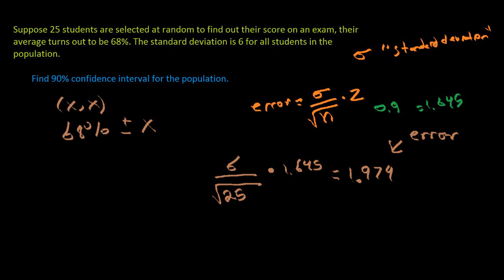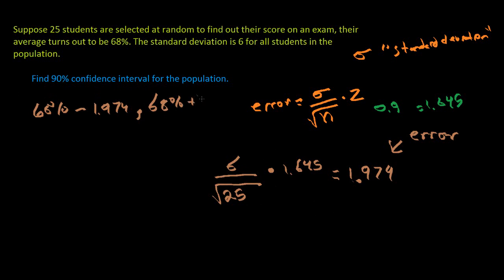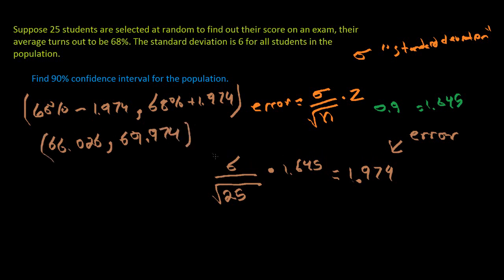So let's first do the initial way, the one on top, the x-bar value. It's going to be 68% subtract the value we got from the error that we calculated down here, 1.974, comma, 68% add 1.974. If you were to actually do the subtraction here, you would get 66.026, comma, 69.974. So what this says is that the population mean falls within these two values. It's between these two values.